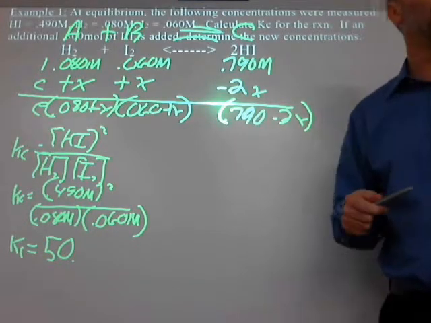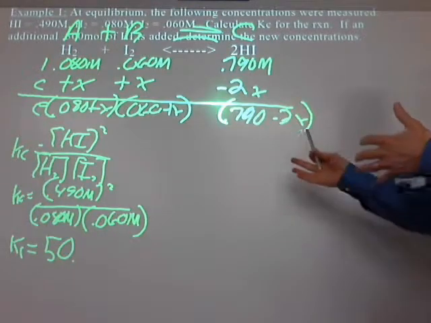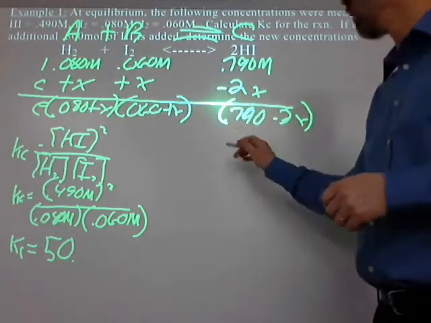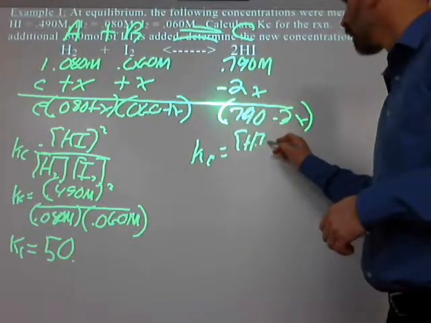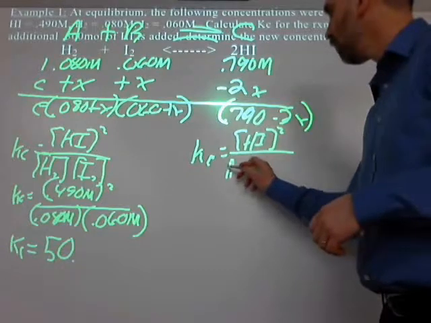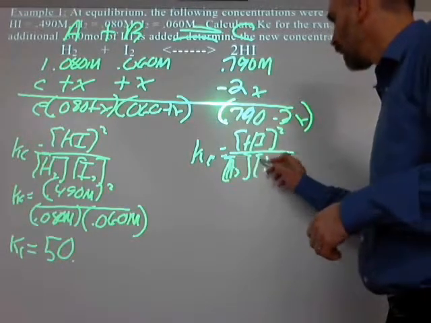Yes, you're solving for x. You're using the Kc equation. Not solving for Kc. Using the Kc equation to solve for x. So I want to see the equation. Kc equals [HI] squared over [H2] times [I2].